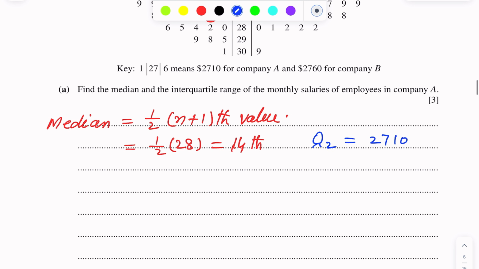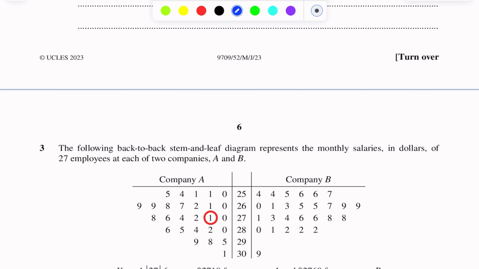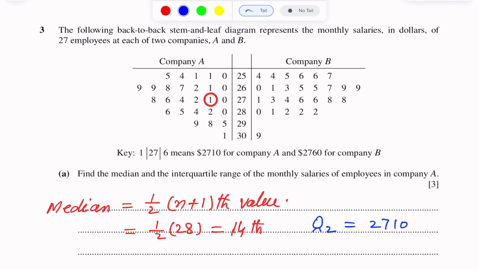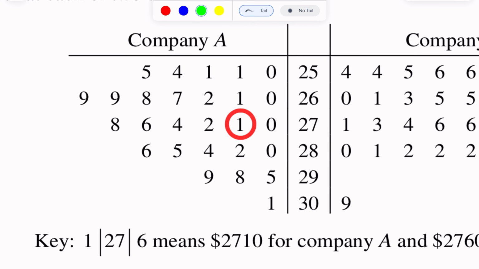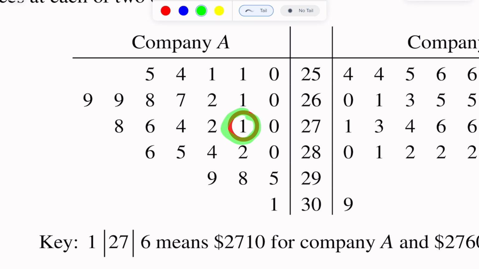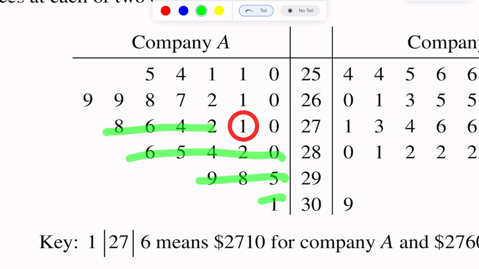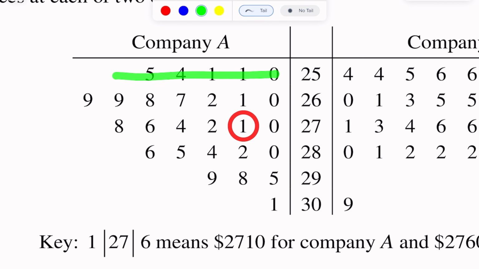Now we have to find the lower quartile. The lower quartile will be 25% through the data, so it is very easy to find Q1. This mid value divides the data into two equal halves. This is the first half, and this is the second half. To find the lower quartile, we find the median of the first half of the distribution. There are 13 values in the first half.